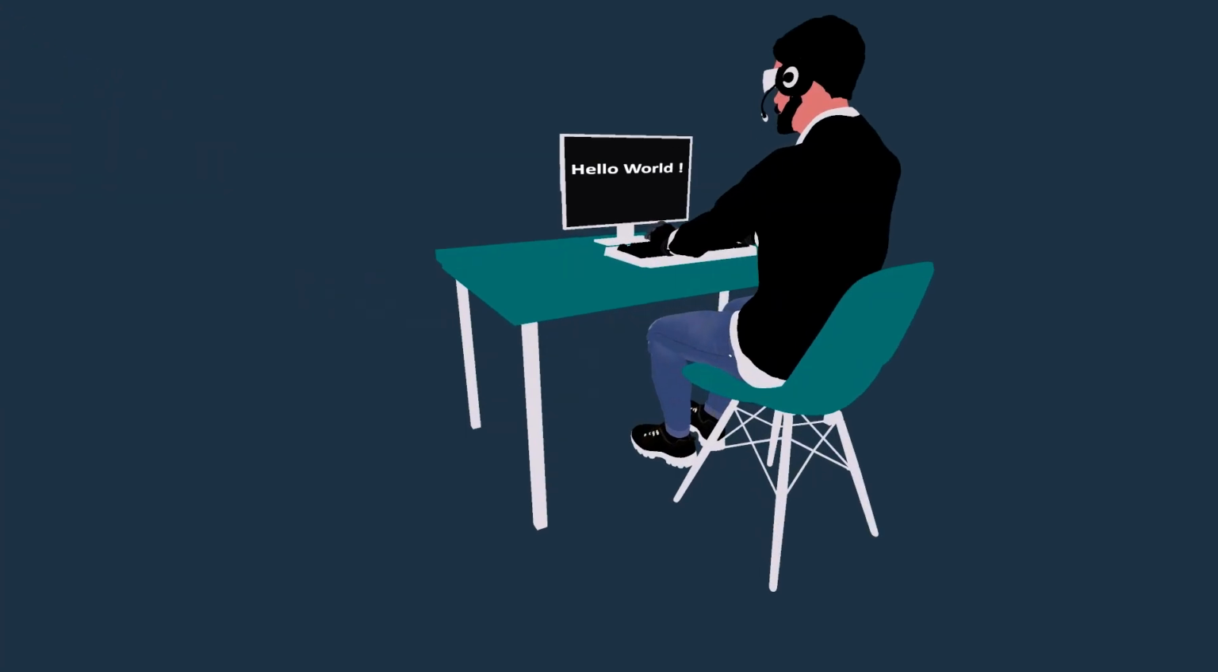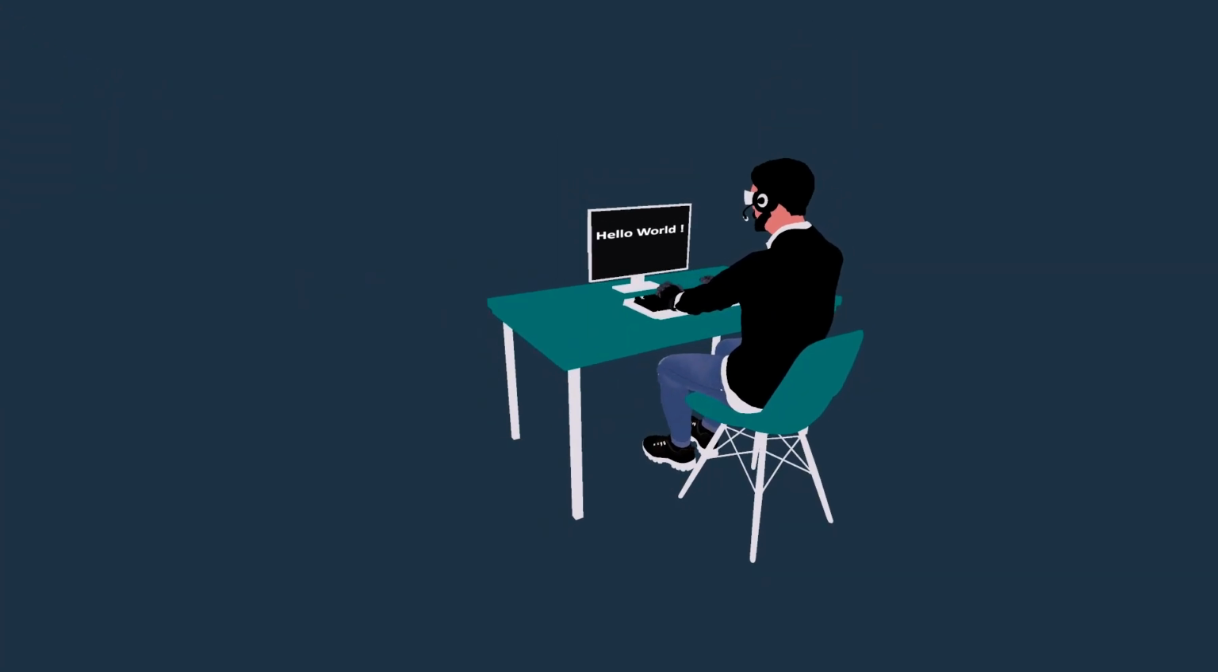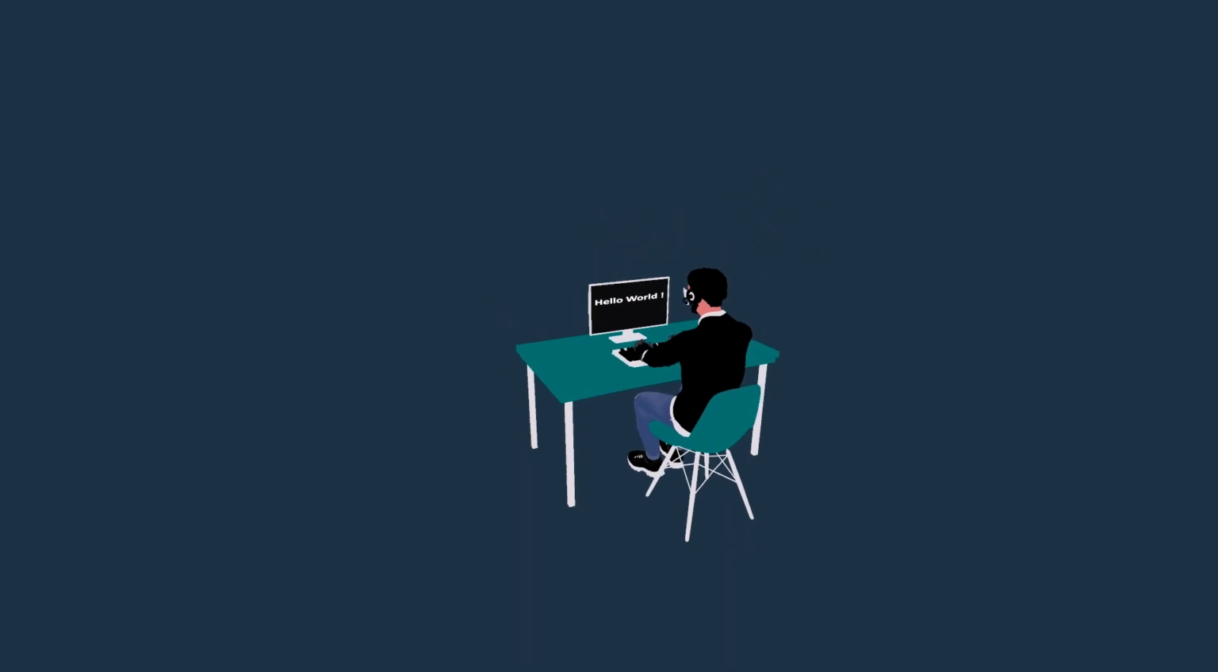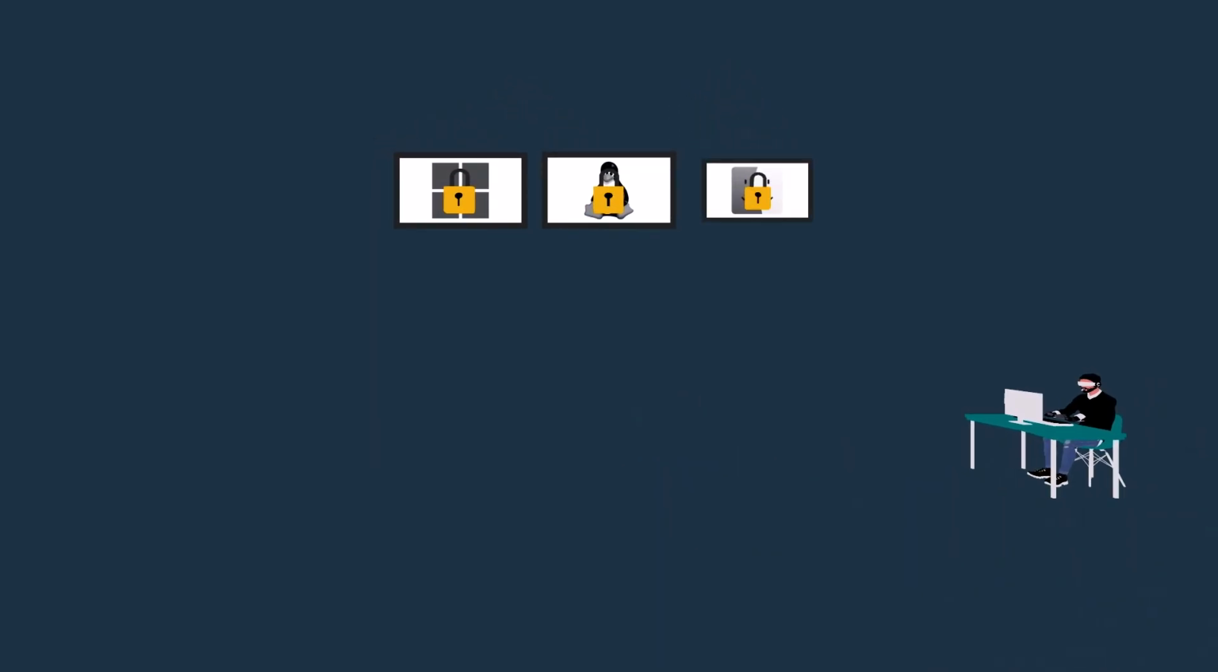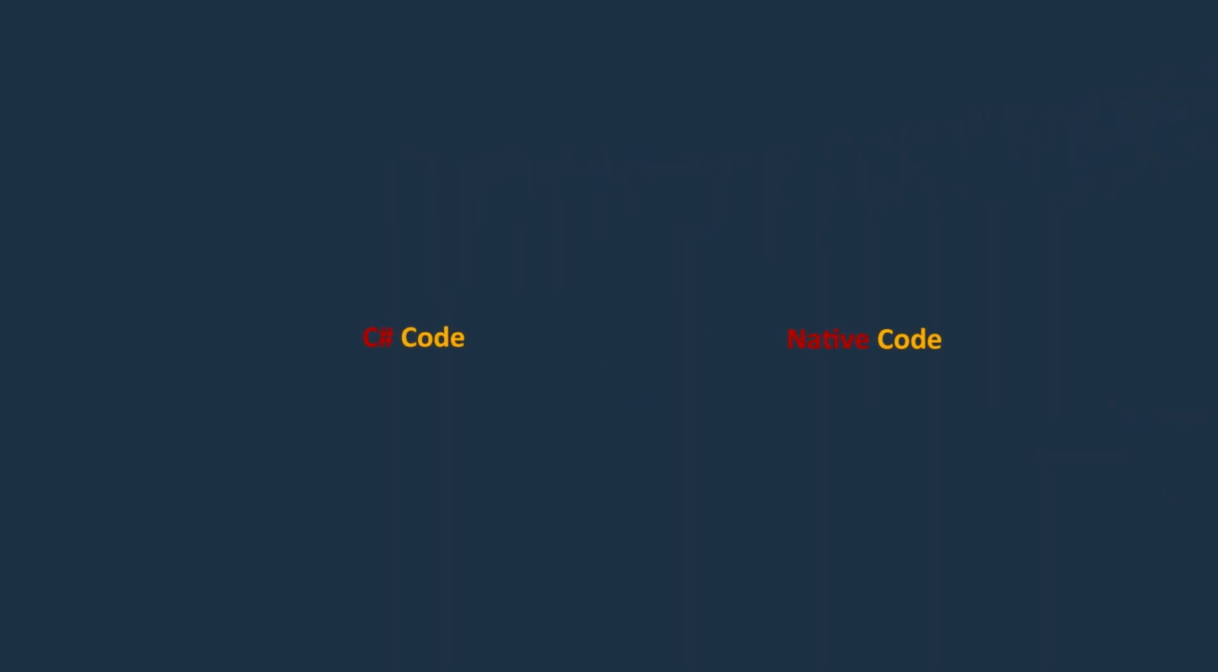In the previous lecture, we told you this guy wants to create an application which can be run on these operating systems. Before anything, you should know these operating systems do not recognize his C# code. So this code must be compiled into native code to be recognizable and executable on any of these operating systems.